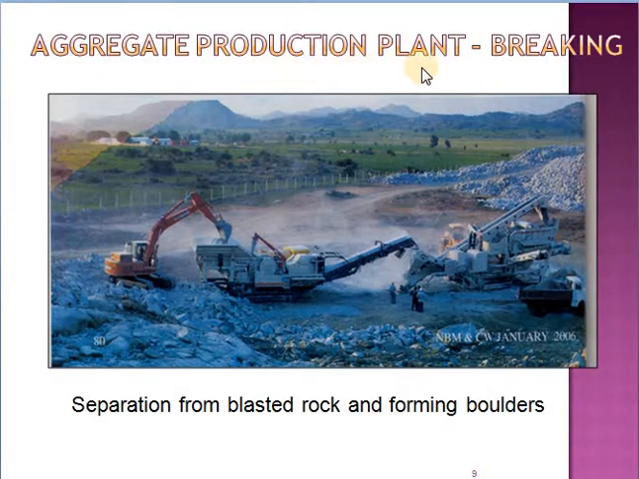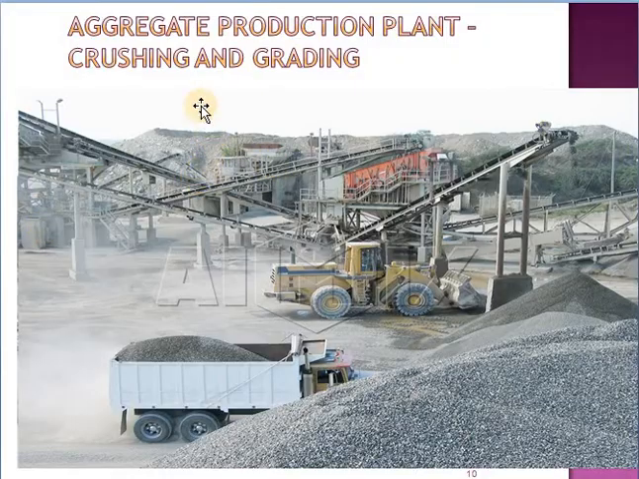This is the aggregate production plant: breaking and separation from blasted rock and forming boulders. We also call this a quarry. In this plant the blasted rocky materials are cut into pieces, forming boulder stones, and separated with the machineries. And this is the aggregate production plant: crushing and grading. Here we can see small aggregates and particles loaded into dumpers and transported to the site. We can also call this a quarry.